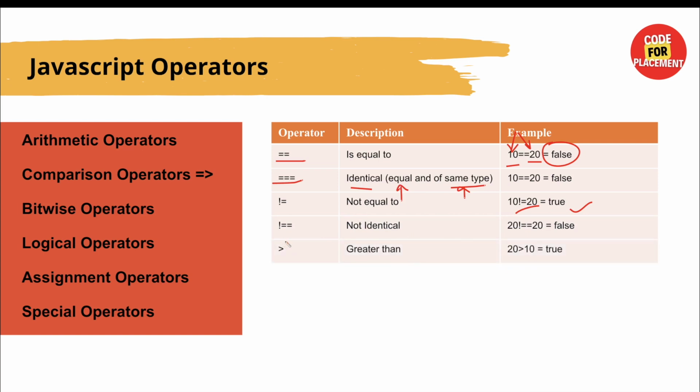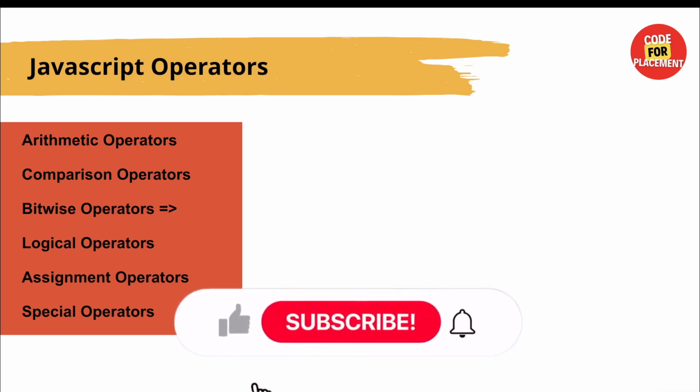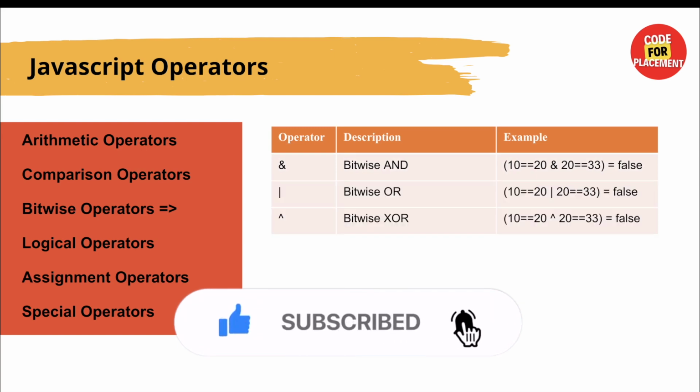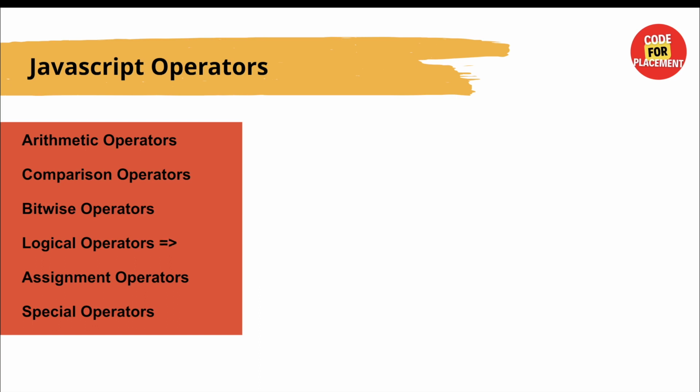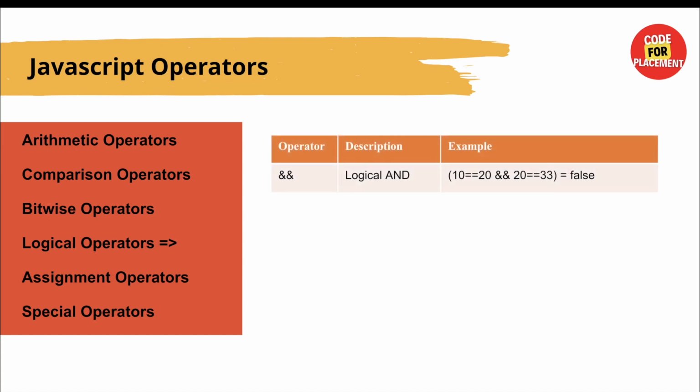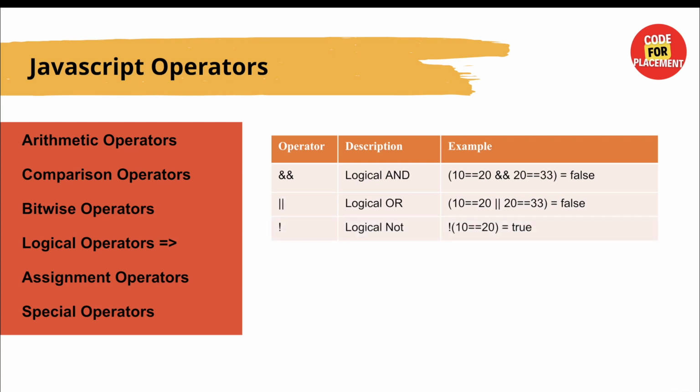Greater than, so if I have this symbol, I use it as greater than. Then greater than or equal to, less than or equal to. Then I have bitwise operators. In bitwise, I have AND, OR, XOR, NOT, left shift, right shift, and right shift with zero fill. Then I have logical operators. Basically, logical operators are logical AND, logical OR, and logical NOT. Apart from this, we have examples as well. If I use AND, first it evaluates both sides. If both are true, only then it gives true. If one is false, it gives false. For NOT, if the value is true, it changes it to false. Right now it is false, so that's why I'm getting true. Hope you understood with the example.